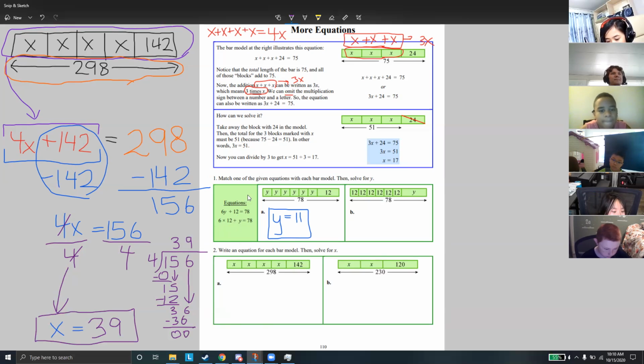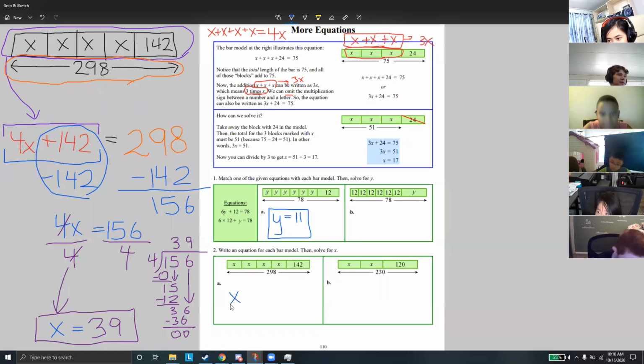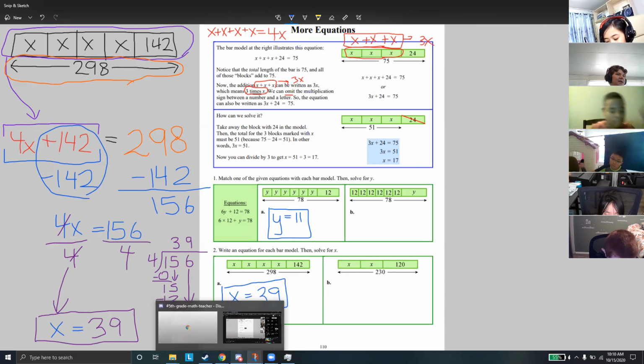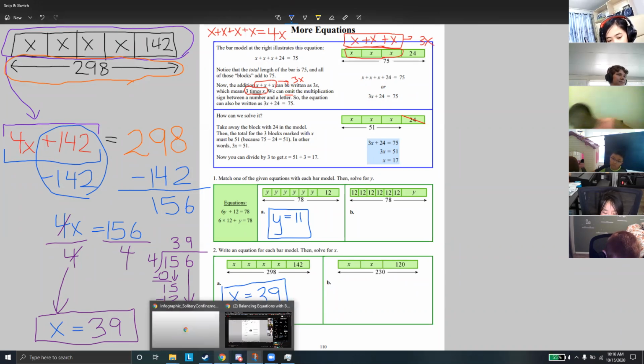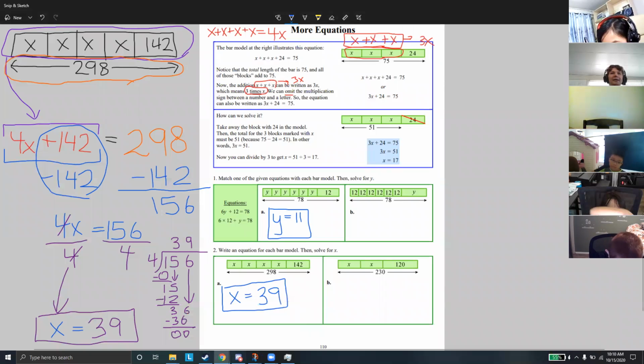Great. Perfect. So let's write our answer down for number 2. I'll write it in blue because I like that. X equals 39. Okay, and then you guys could go ahead and keep writing that down. Let's see, go ahead and go to the next worksheet. And we're going to do one more problem.